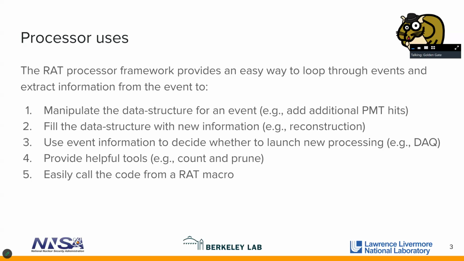You might use a processor to launch new processing. A typical example of this is the data acquisition system that decides whether the detector triggered and whether that trigger should cause additional things to occur. A processor might also provide a helpful tool. Some examples are, as I mentioned, the count processor, which just counts events and prints to the screen, and the prune processor, which removes branches of the data structure to try and shrink the file size. And again, the intention is that all the processors are very easy to call from the RAT macro, as I'll show.